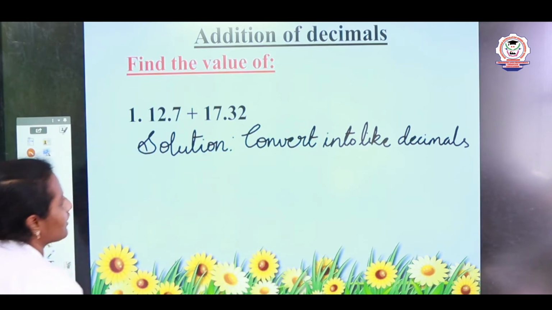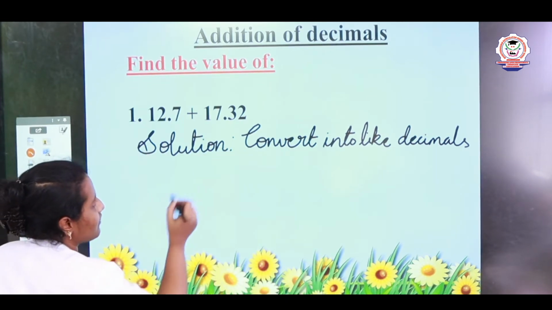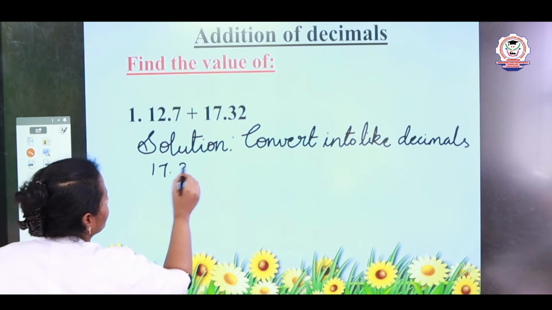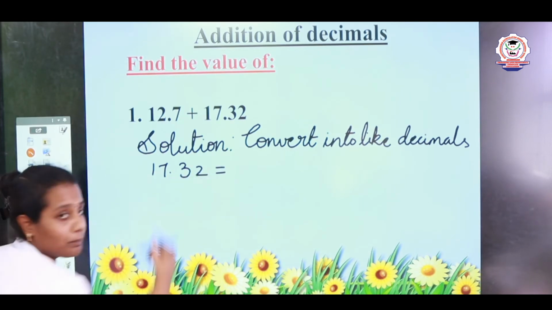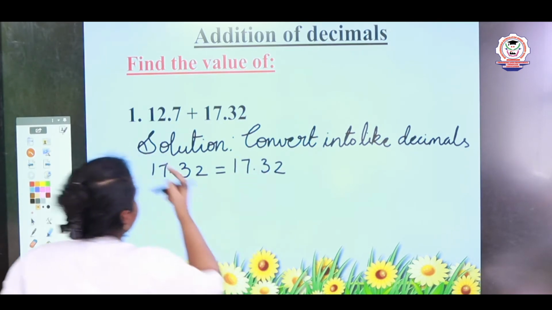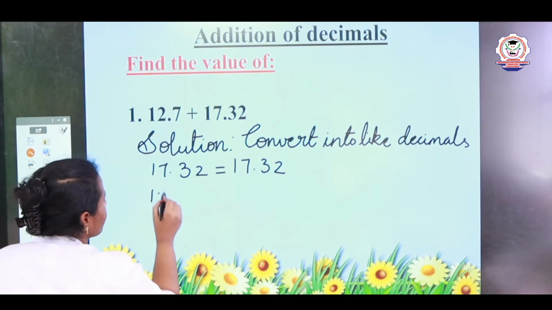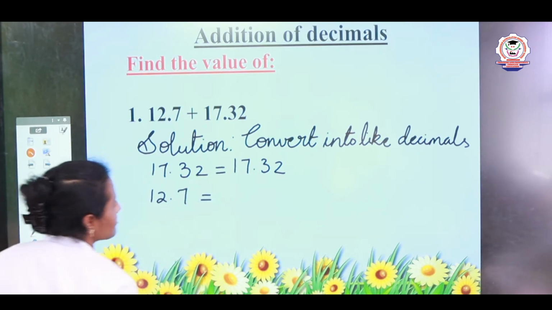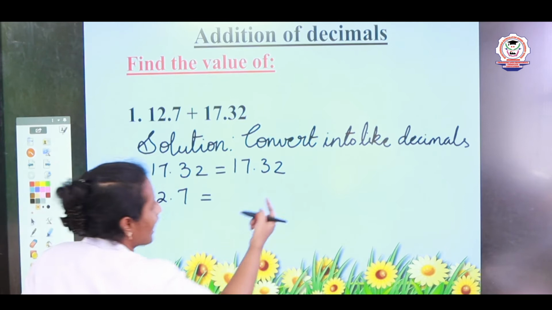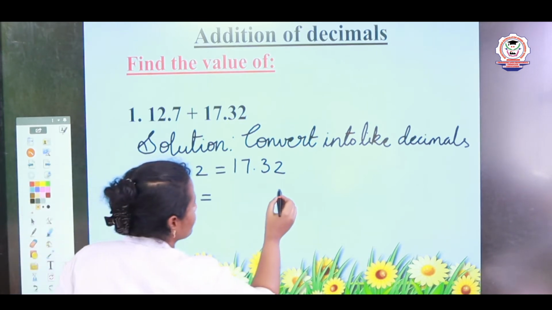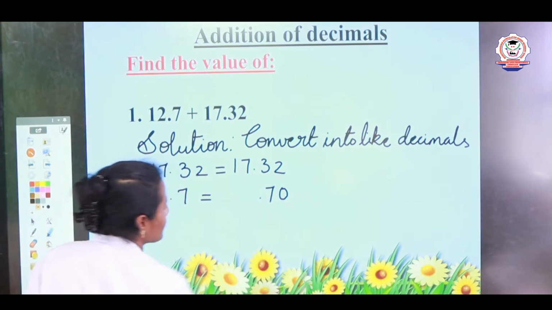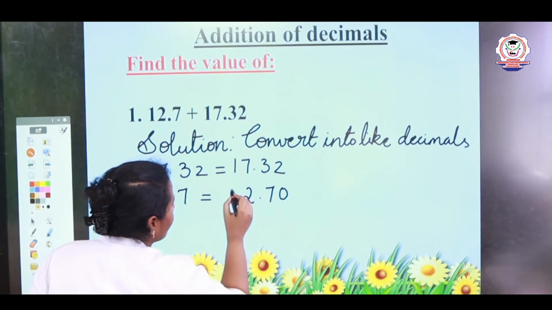How are we going to change that into like decimals? The 12.7 and the 17.32. We already know 17.32 already has two places after the decimal point, so it will be written the same. Next, they have given 12.7. The 12.7 will be written as, in the hundredths place, what do we want to do? We want to put 0 in the hundredths place and continue with the given digits. We fill the hundredths place with 0, the tenths place is 7, and we keep the decimal point before that, and we do the sum.